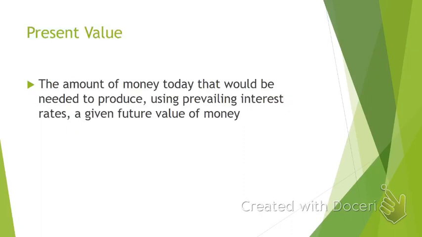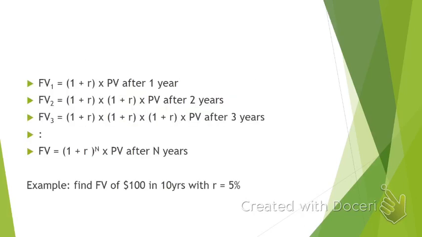So now we're going to talk about present value. The present value is the amount of money today that would be needed to produce, using prevailing interest rates, a given future value of money. All right? So how much money today do we need to produce a future value of money?